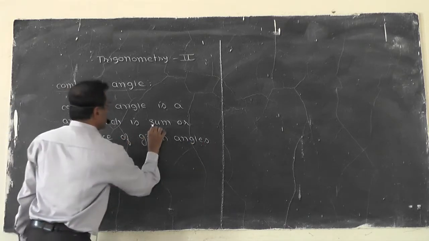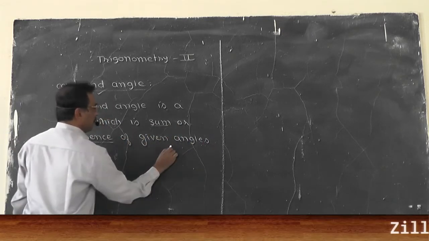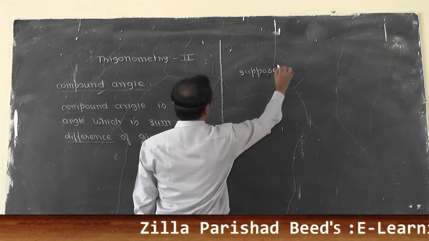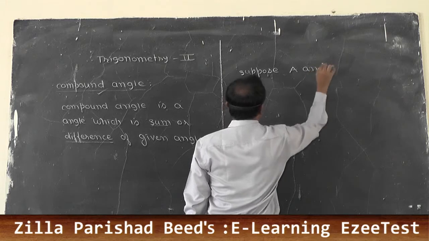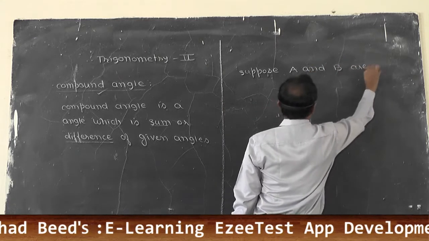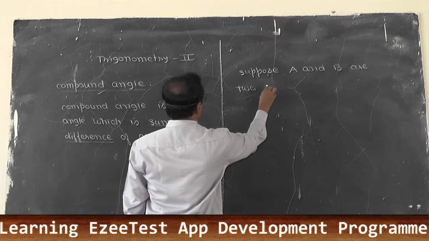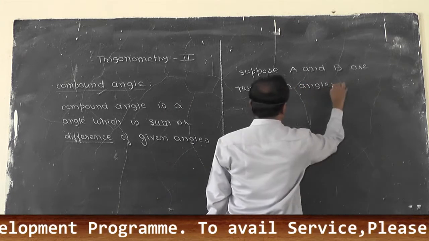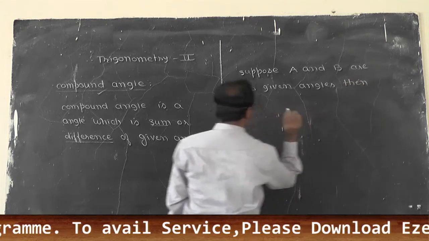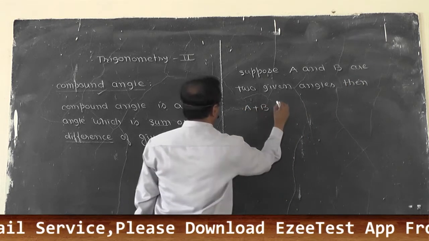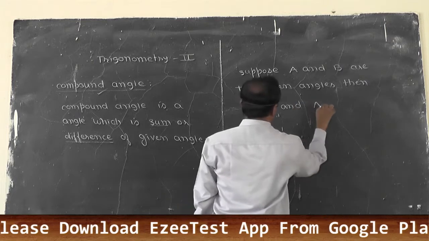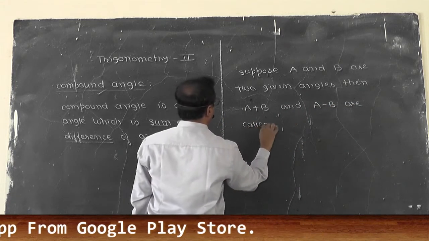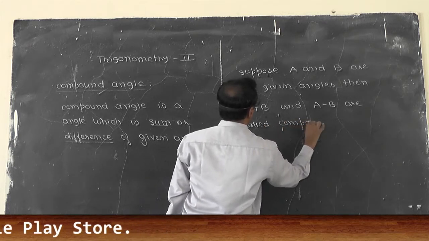Now, in order to make it clear, this is sum or difference of given angles. Suppose capital A and capital B are two given angles. Then A plus B and A minus B are called compound angles.